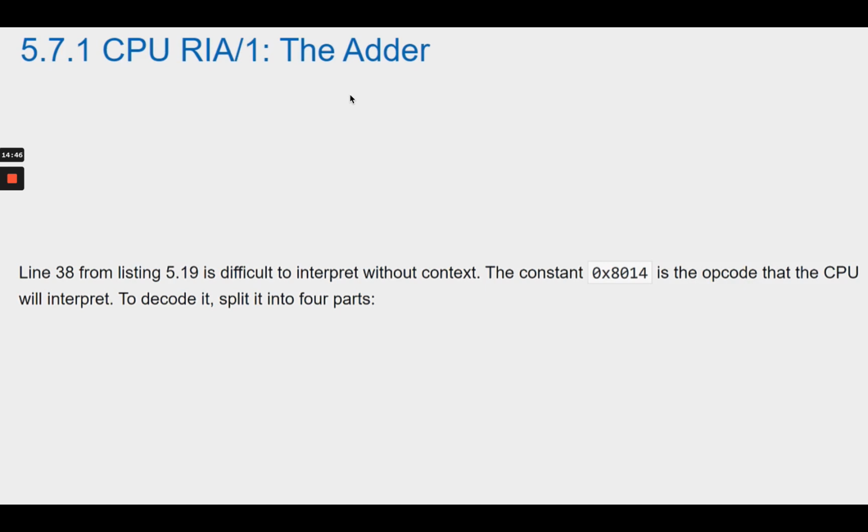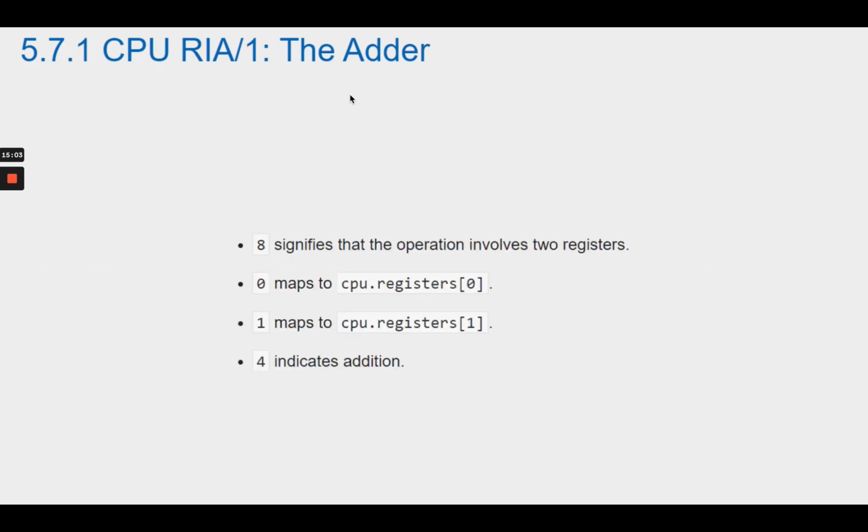Line 38 from listing 5.19 is difficult to interpret without context. The constant 0x8014 is the opcode that the CPU will interpret. To decode it, split it into 4 parts. 8 signifies that the operation involves 2 registers. 0 maps to CPU.registers[0]. 1 maps to CPU.registers[1]. 4 indicates addition.